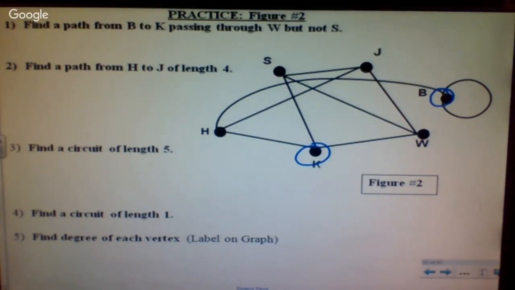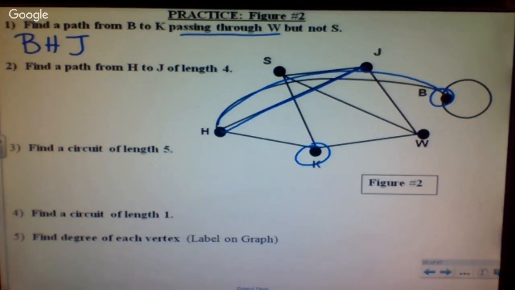Ooh. Okay, so when I leave B, where can I go? H. I can go from B all the way across to H. J. Okay, I can then go from H to J. Why wouldn't you just go right to K from there? Because it says you have to pass through W. Oh, okay. So be careful there. You said from J I can then go to W and then you can go to K. Okay. So be careful with the wording. This one told you had to go through W.